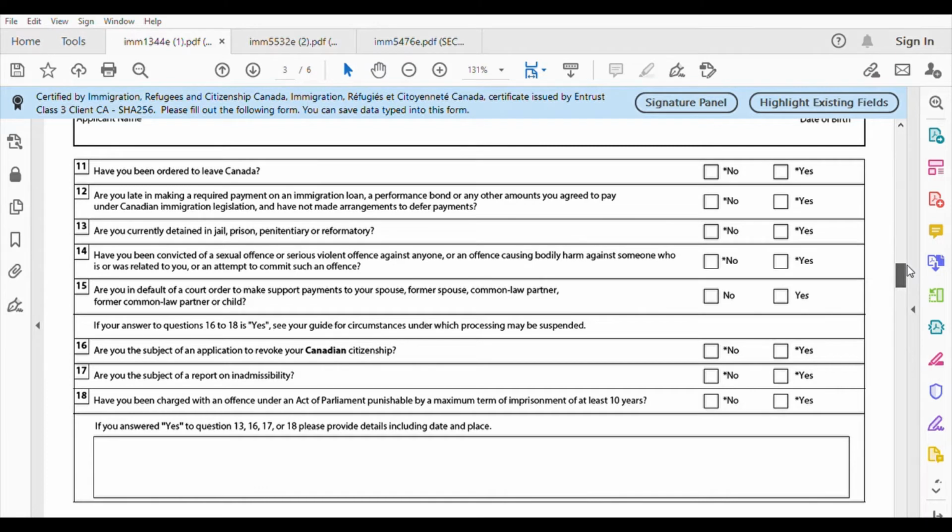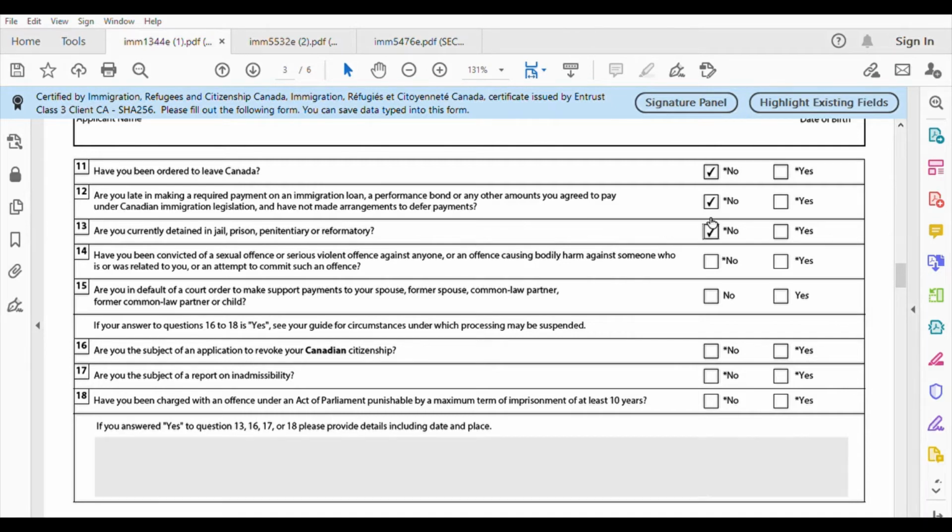Have you been ordered to leave Canada? No. Are you late in making required payment, etc.? We say no. Are you currently detained in jail, prison? No. Have you been convicted of sexual offense or serious violent offense against anyone? No. Are you in default of court order to make support payment to your spouse, foreign spouse, common law partner?